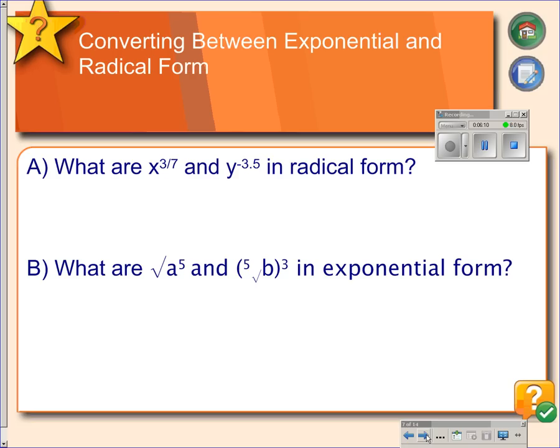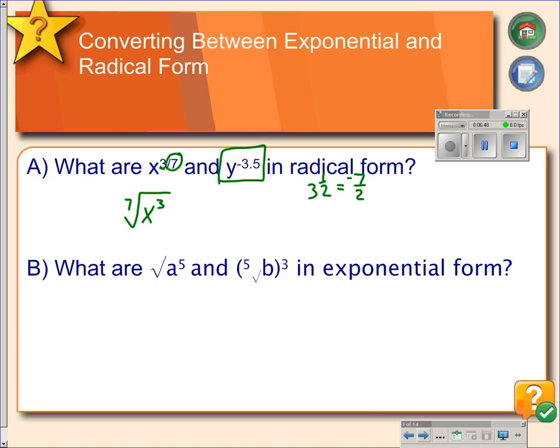So, writing these in radical form, the numerator becomes the exponent. The denominator is the index. So x to the 3/7 power is the same thing as the 7th root of x cubed. In this example with y, we have a negative 3.5. We need that to be a fraction. So if we change 3.5 into a mixed number, then make that improper, 2 times 3 is 6 plus 1 is 7. We have 7/2 here, but it's still negative.